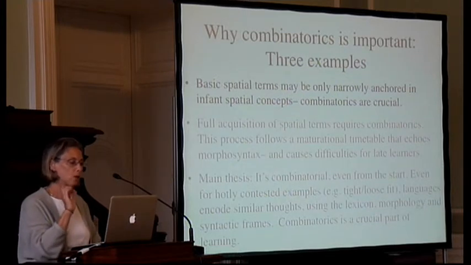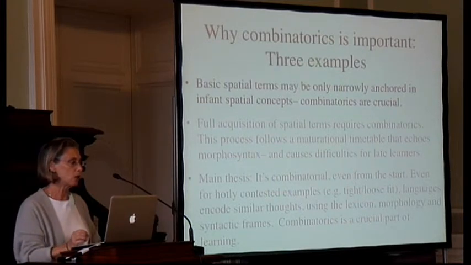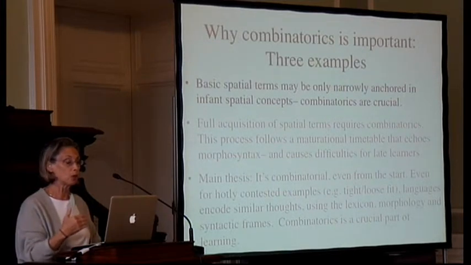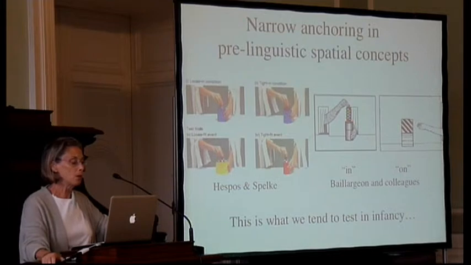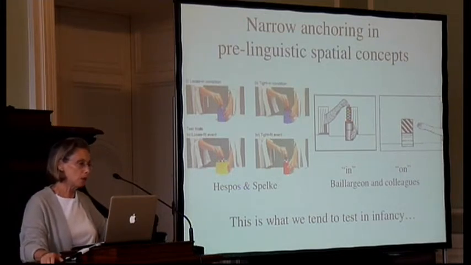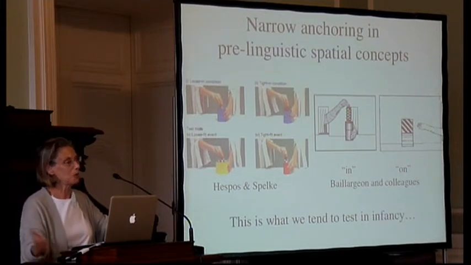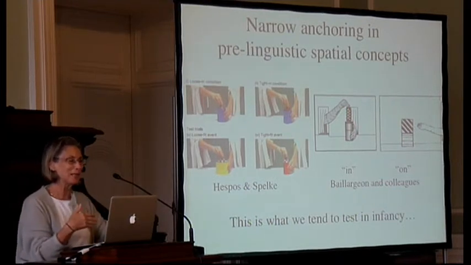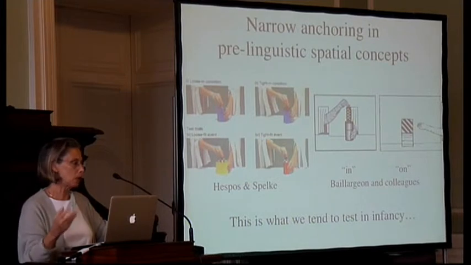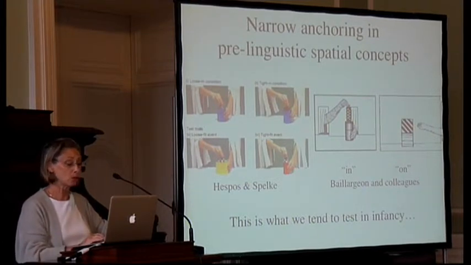First case, very quickly: basic spatial terms may only be narrowly anchored in infant spatial concepts, and to understand spatial language learning, combinatorics is crucial. It's really just 2 slides I'm going to give here. One is the narrow anchoring that infant psychologists, developmentalists who are interested in infant cognition, usually look at, things like containment and support, and they do very clever tests to examine prelinguistic infants' knowledge of containment and support.